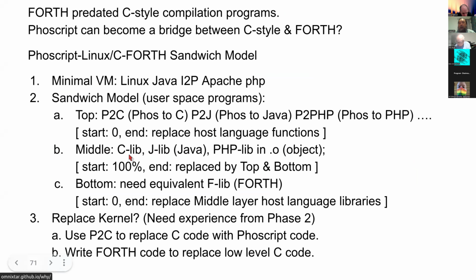Then the middle layer, we have the C library, Java library, PHP library, and so on. Obviously, in the beginning, it's 100%. In the end, we hope to replace it completely by the top and the bottom layer, which is why we call it a sandwich model. So at the bottom, we need the equivalent Forth library. When we start, we have zero of that, and in the end, we want to replace the middle layer.